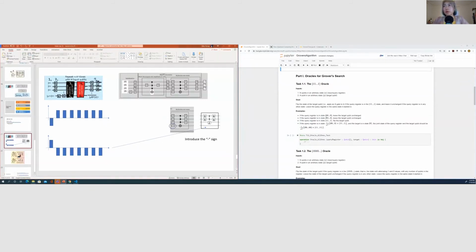So if the query register is in the state all 0, leave the target unchanged. If it's 1 plus all 0, leave unchanged. So if you have any 0 in your state, leave them unchanged. Only the all ones, you flip the target. So we just set up what this shows here. And don't worry about this, this is for later.